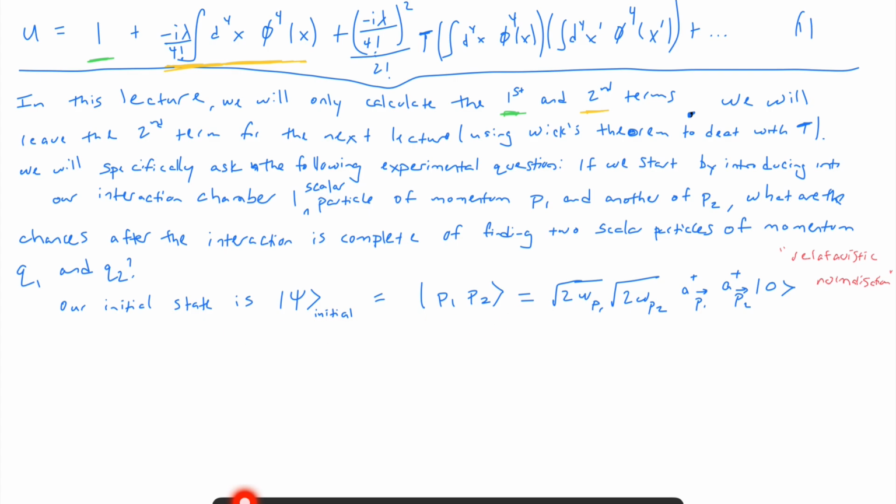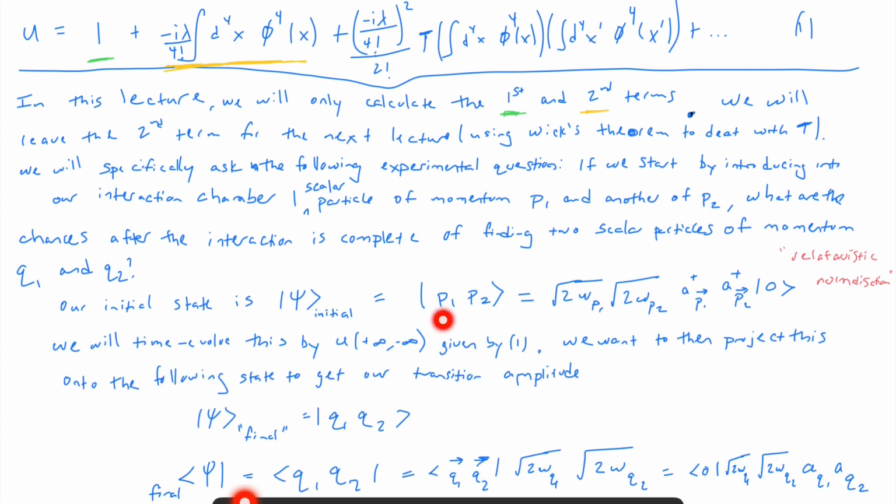But this is our initial state. We're going to time evolve this with this operator U, according to Dyson's equation, and then we're going to project this onto the following state to get our transition amplitude. Our final state is two particles in this particular situation. That's what we're interested in looking at, and we call their momenta q1 and q2. This is the ket. The bra, obviously, we just flip this over, q1, q2, and this is how we write our actual final state.